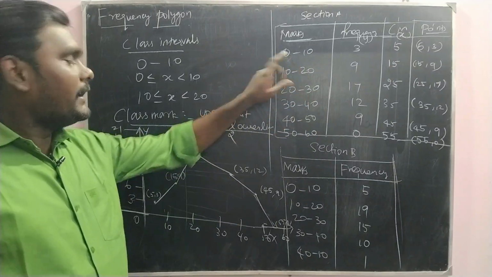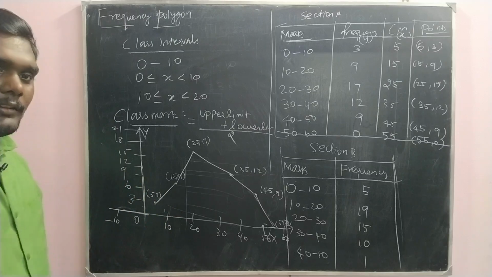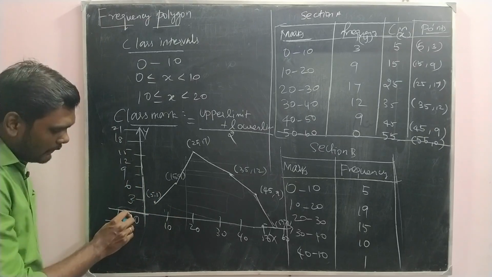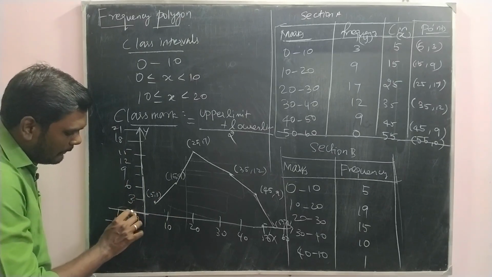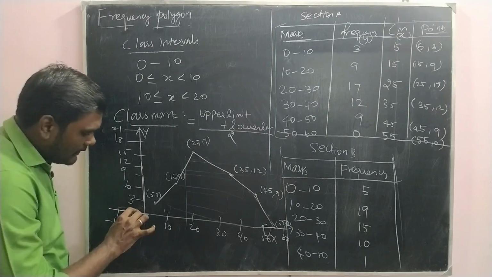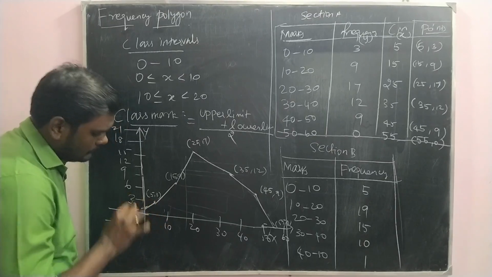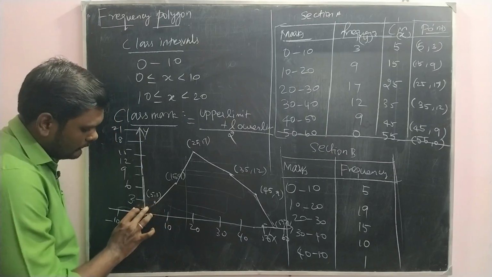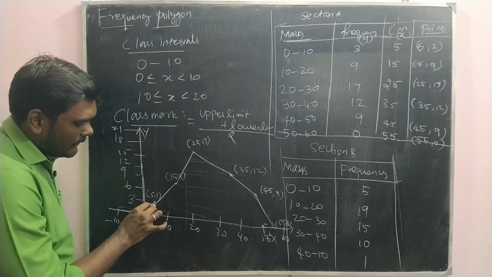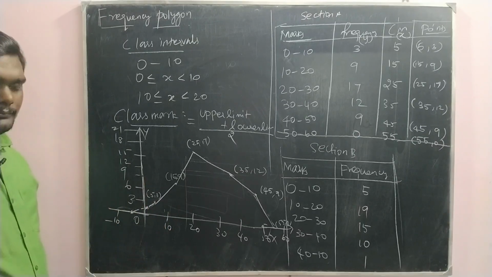Okay. So minus 10 to 0 has a frequency 0. Midpoint if you calculate means minus 5.0 you will get. But the problem is you should not get any frequency in negative. So we will connect this with the dotted line. We will connect that with the dotted line. That like it should be finished.